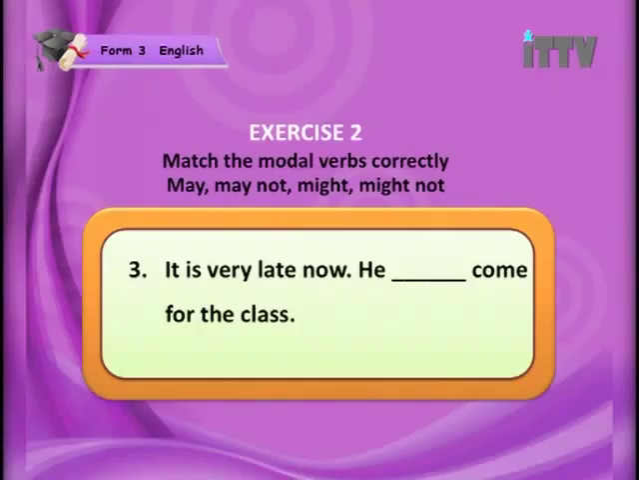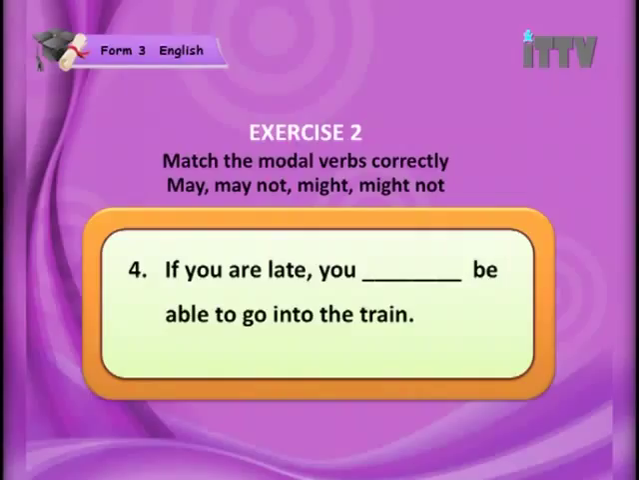Number 3. It is very late now. He, blank, come for the class. Answer: it is very late now. He may not come for the class. Number 4. If you are late, you, blank, be able to get on the train. Answer: if you are late, you might not be able to get on the train.